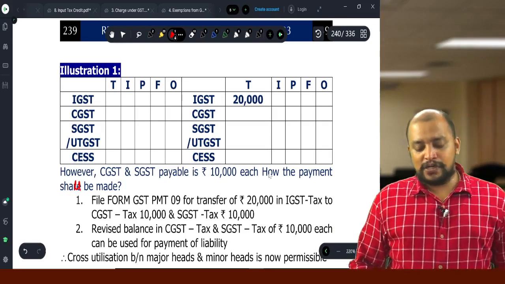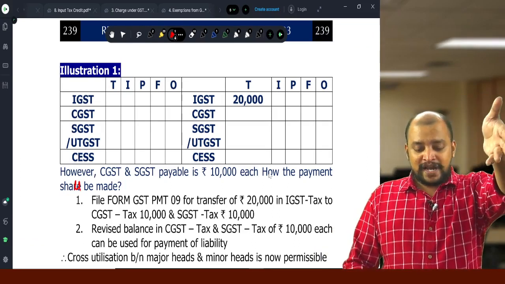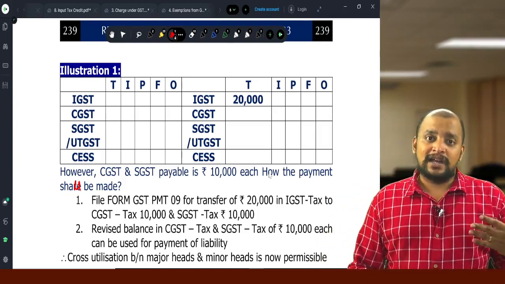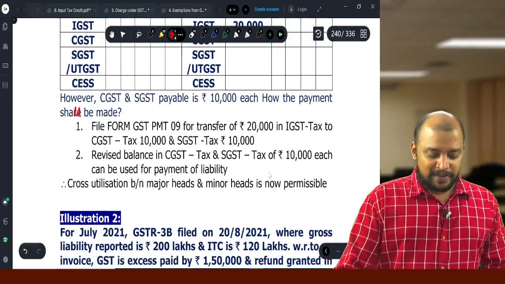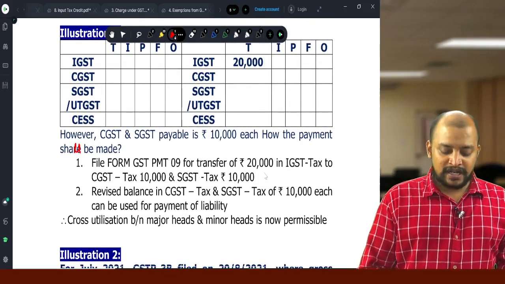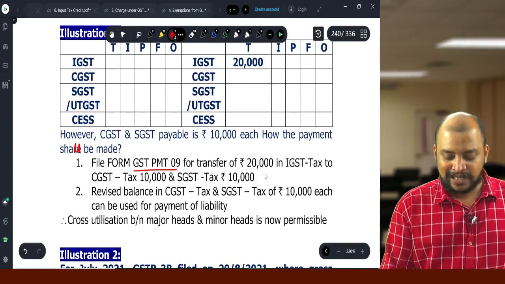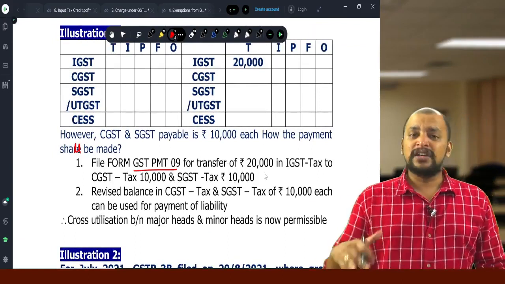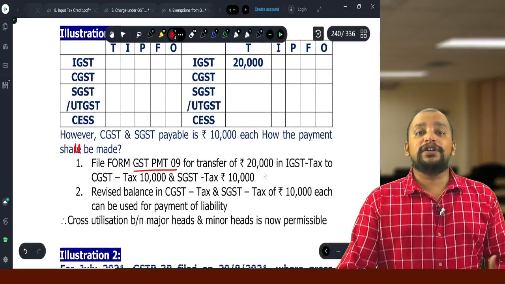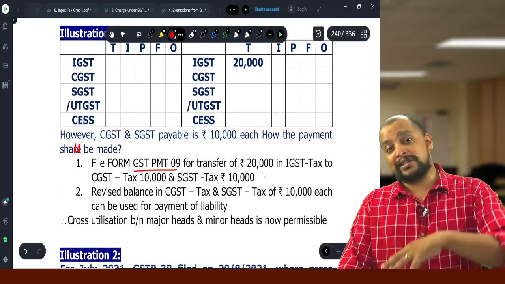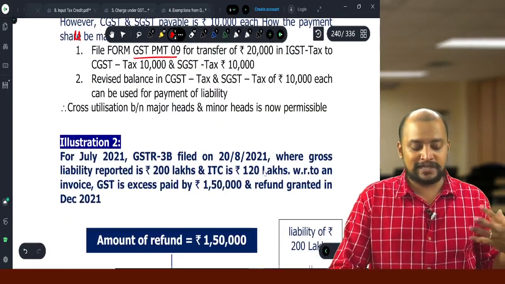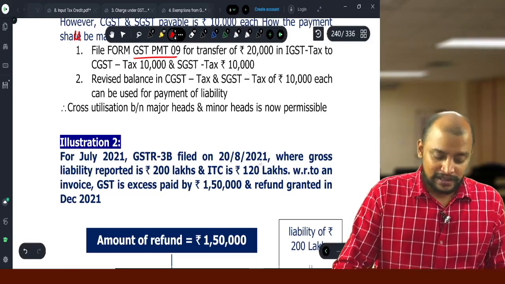So what we will do is that the 20,000 rupees will be shifted to CGST, SGST by filing form GST PMT 9. When we file that form, the amount gets shifted to CGST and SGST tax, 10,000 each, which can be used for payment of liability. Suppose if this facility is not there, what we need to do? Again we need to make a deposit, and this 20,000 we need to get as a refund. That is a Herculean task, but now this advantage is there.